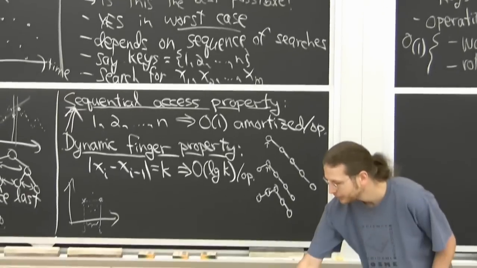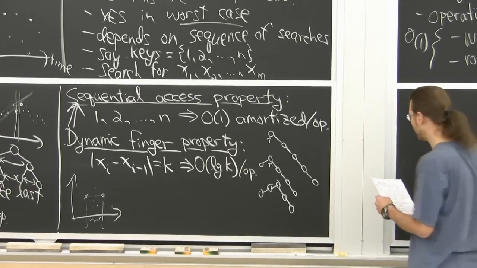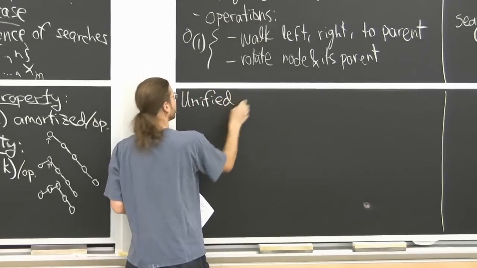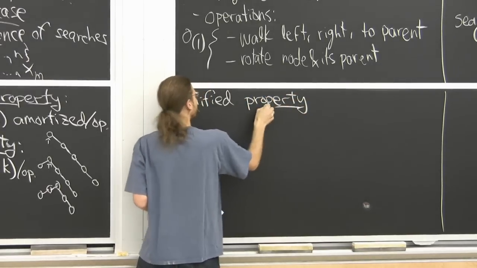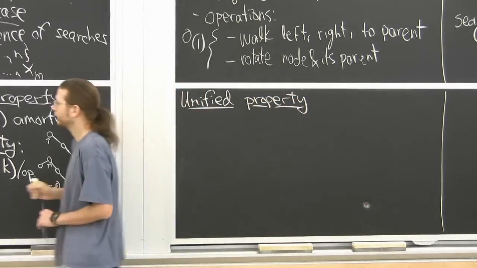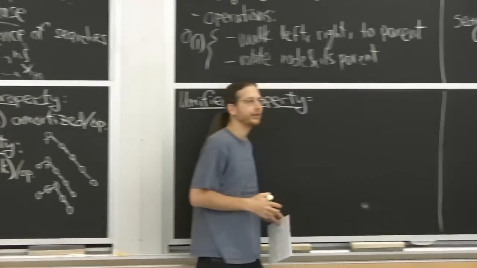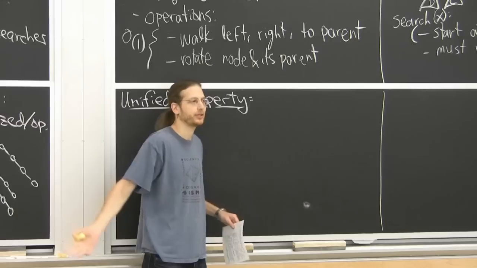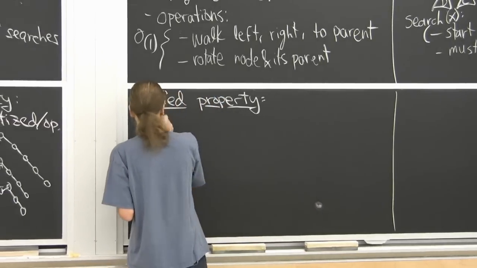So the next property that was introduced, we're getting into more recent territory, 2001. It's called the unified property, natural name, and it tries to unify dynamic finger with working set. And the rough idea is that if you access a key that is close in space to a key that was accessed recently in time, then your access should be fast. So here's the formal statement.